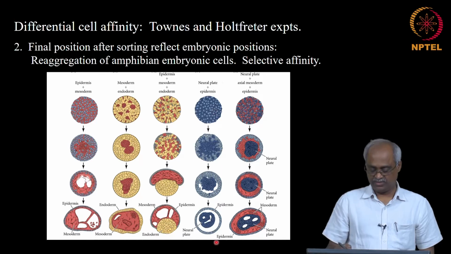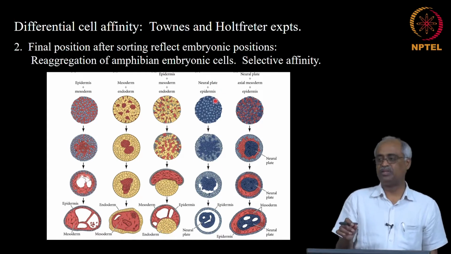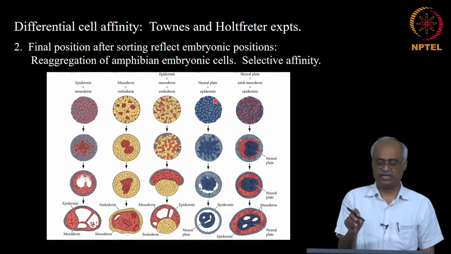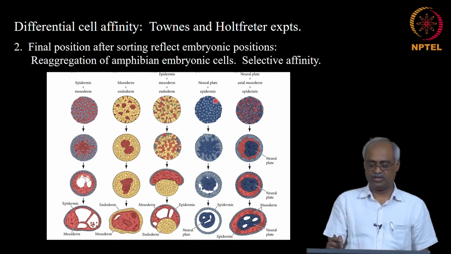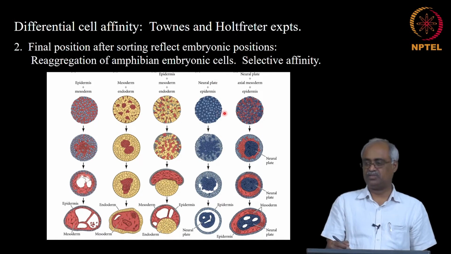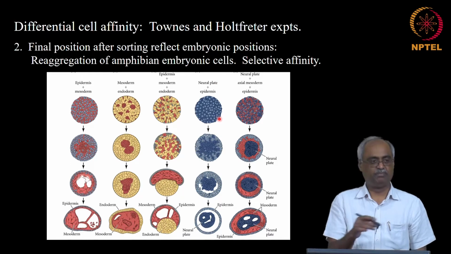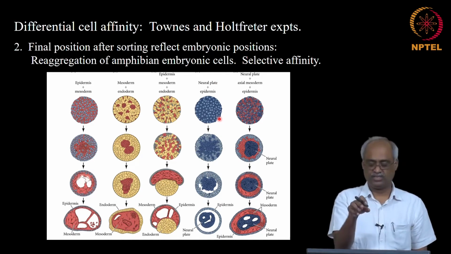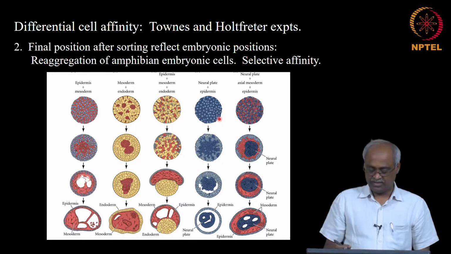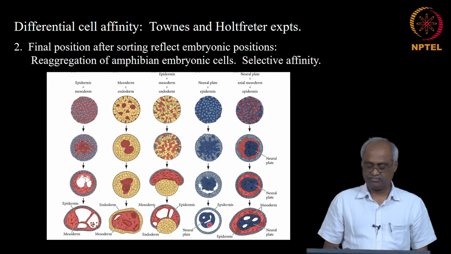There are more examples here: neural plate versus epidermis, and a little later, within a single germ layer, for example in the ectoderm, you have neural cells and epidermal cells. Remember, the pigmented skin surface cells come from the same progenitor as the neurons. Again they separate, and when you have more varieties and mix them, again they separate the way they would normally do in an embryo.